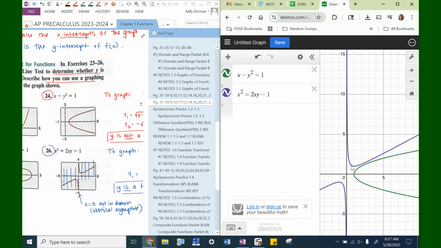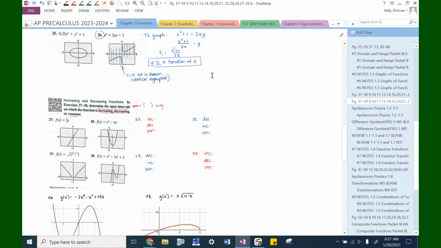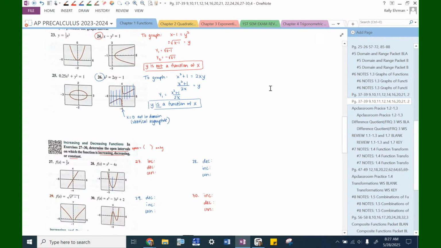I love my TI. I used it for years and years and years. But we're allowed to use Desmos on our state tests and our AP test and the digital SAT and ACT. So it is nice to be able to use this.